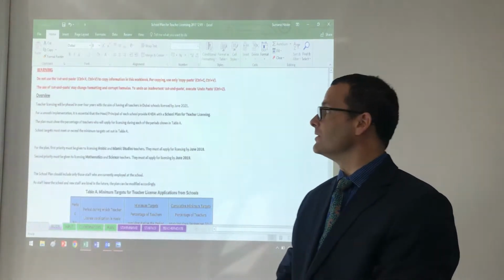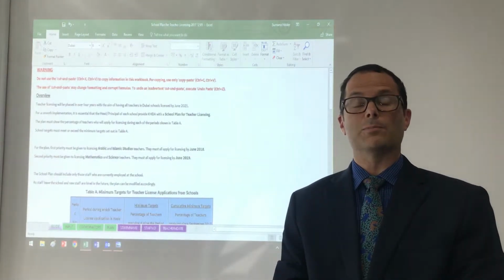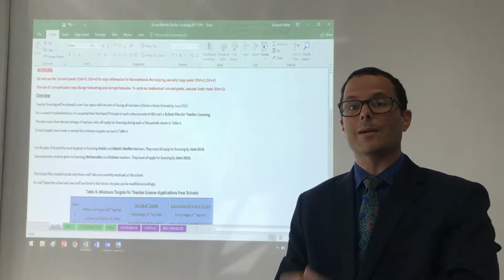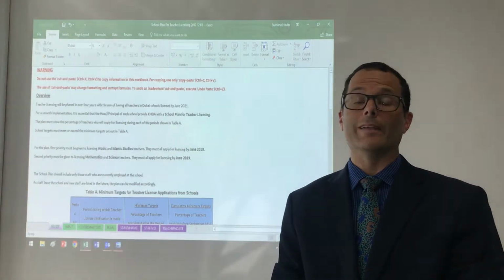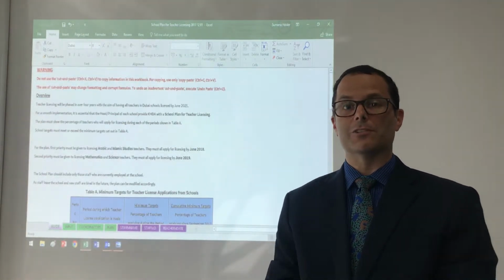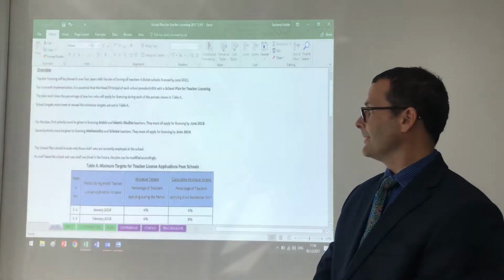First, let's talk about the directions. You'll notice that the entire teacher licensing program and process is described in these directions, what you will be entering, how you will be entering it, and when. So we ask you to pay particular attention to these directions, and below there's also a timeline.